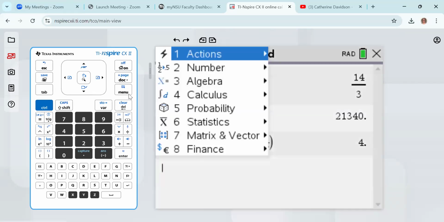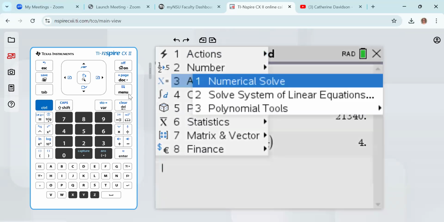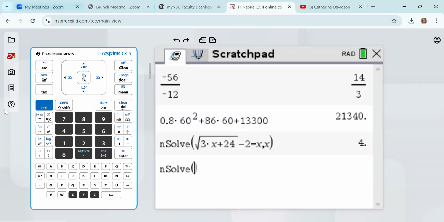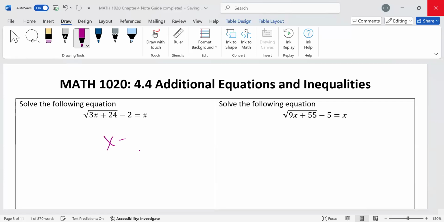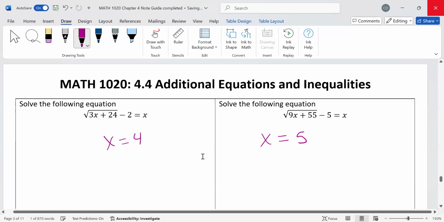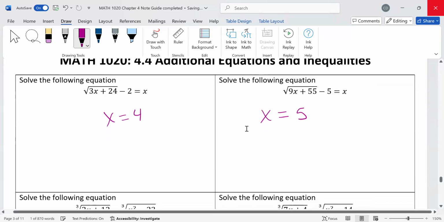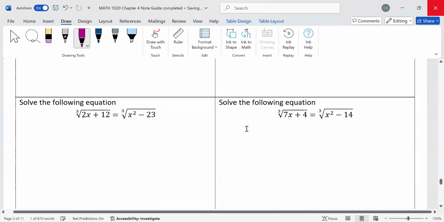Let's do the one on the right. So menu, algebra, numerical solve. And that's going to give us a positive 5. So x is equal to 4. X is equal to 5. So again, since you do have to purchase this calculator, we're going to use it as much as we can.